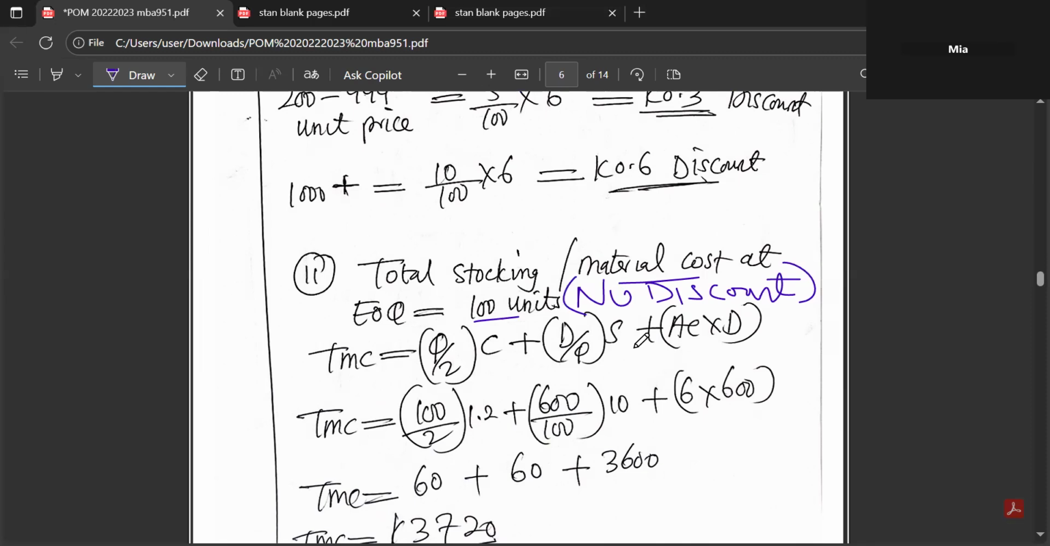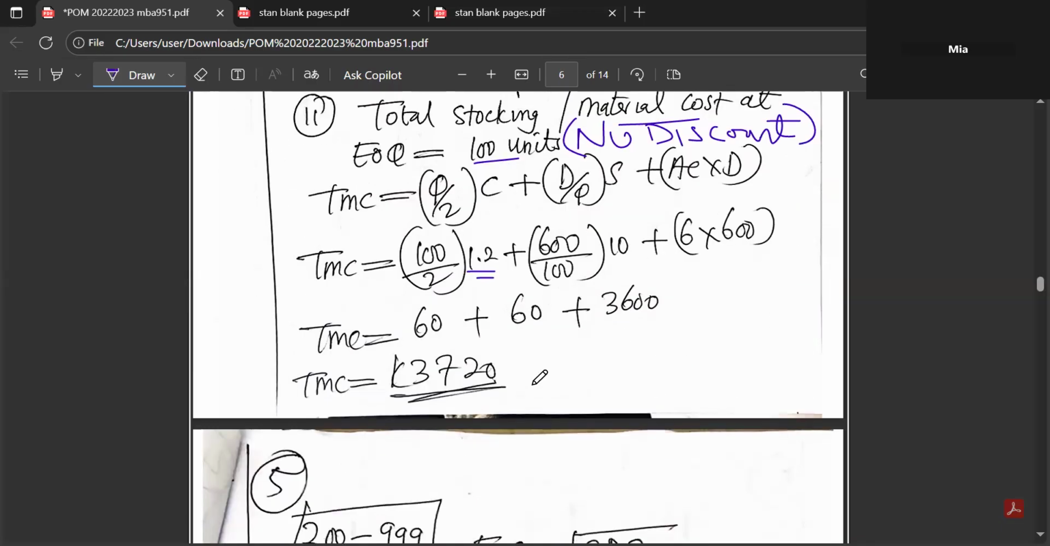Okay. And then the total material cost is Q over 2 times C plus D over Q times S plus A C times D. So 100 divided by 2 times 1.2, then 600 over 100 times 10, where 600 is the annual demand, and 6 kwacha without discount times 600. So we are getting 3,720.